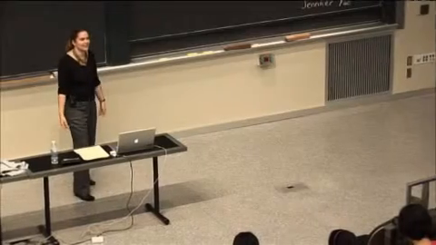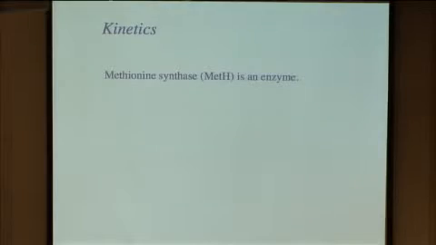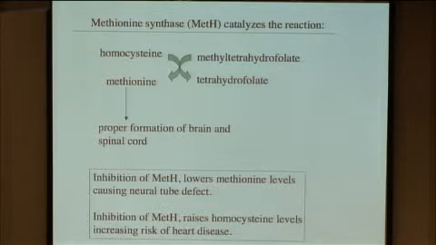So first, kinetics. This is easy. Methionine synthase, it's an enzyme. So what does this enzyme do? This particular enzyme converts an amino acid called homocysteine to another amino acid, methionine. It also converts another vitamin, a B vitamin, the methyl tetrahydrofolate form, to tetrahydrofolate. This folate is one of your B vitamins.